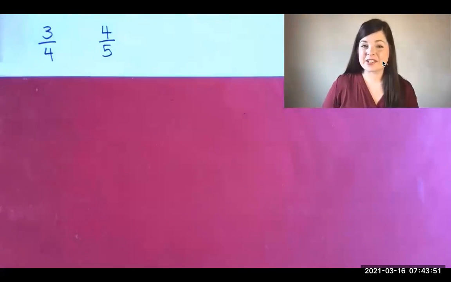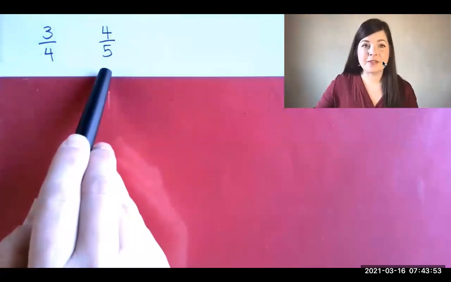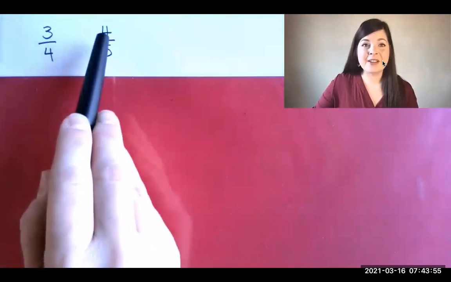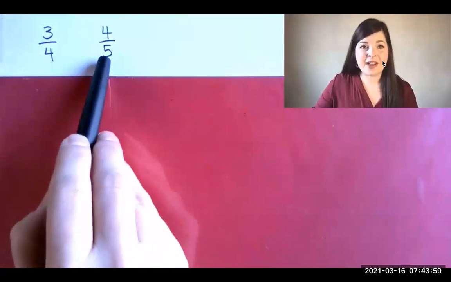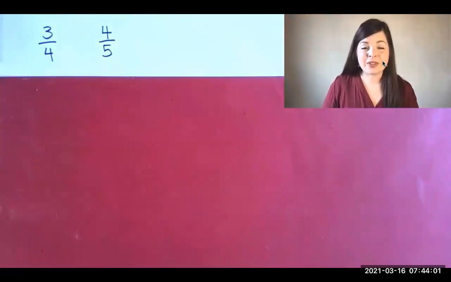Take a look at these two fractions, 3/4 and 4/5. 3 is not a factor of 4, so the numerators aren't related, and 4 is not a factor of 5, so the denominators aren't related either. So then how might we compare these fractions? Pause the video to talk out your thinking.